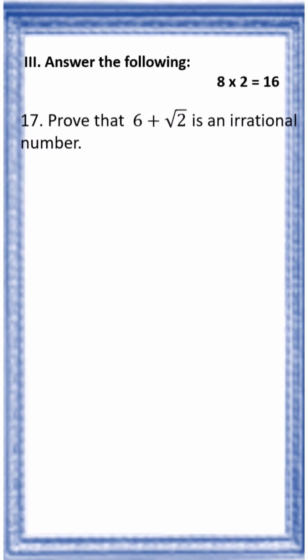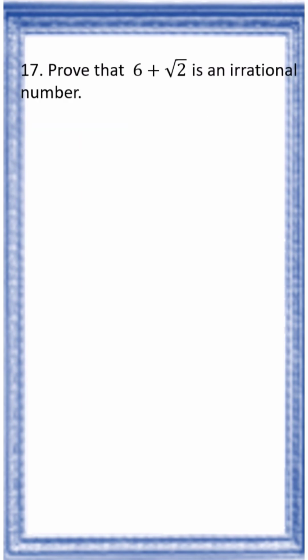Now the 2 marks questions. There are 8 questions of 2 marks each. 17th one. Prove that 6 plus root 2 is an irrational number. This is very easy. You know, isn't it?